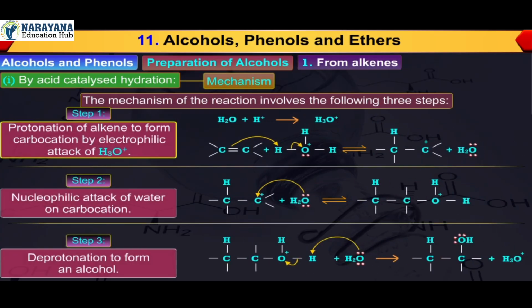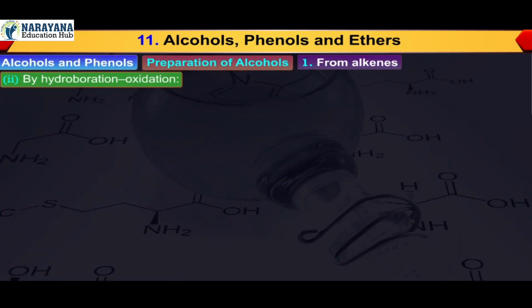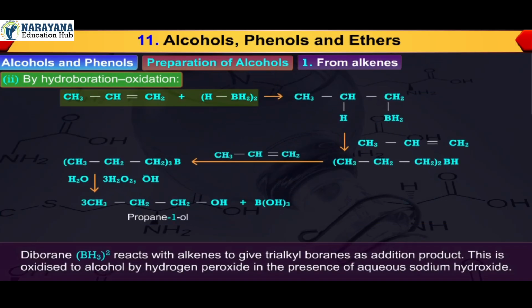Step 1. Protonation of alkene to form carbocation by electrophilic attack of H3O+. H2O plus H+ gives H3O+. Step 2. Nucleophilic attack of water on carbocation. Step 3. Deprotonation to form an alcohol. 2. Hydroboration-oxidation. Diborane, that is (BH3)2, reacts with alkenes to give trialkyl boranes as addition product. This is oxidized to alcohol by hydrogen peroxide in the presence of aqueous sodium hydroxide.